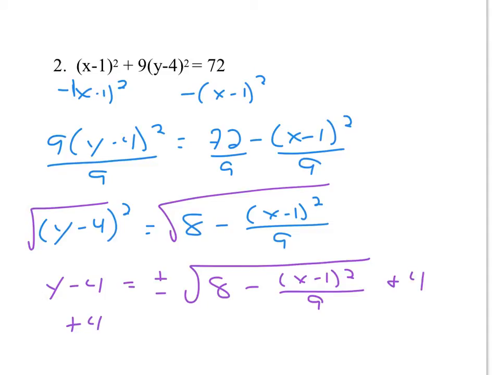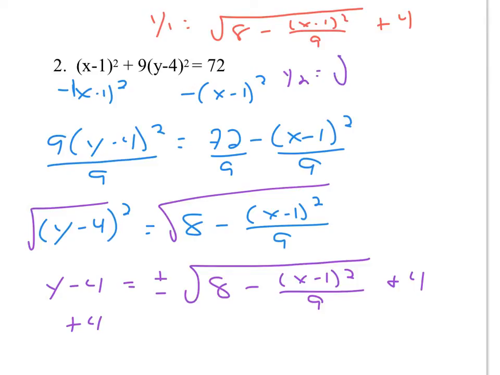So the equation you're going to type into y1 is y1 equals, I'm going to write this so I don't get that little thing up top there, radical 8 minus (x minus 1) squared over 9, outside the radical now, plus 4. And y2 is going to equal radical 8 minus (x minus 1) squared over 9, outside the radical, plus 4. Go ahead, type that into your calc.